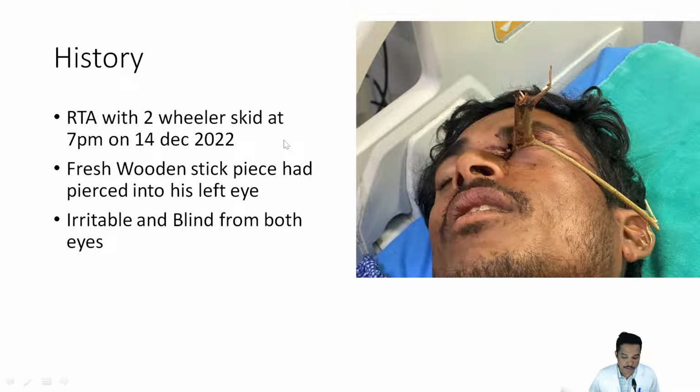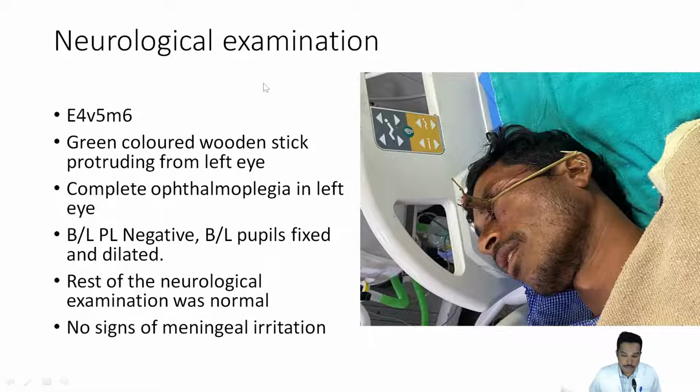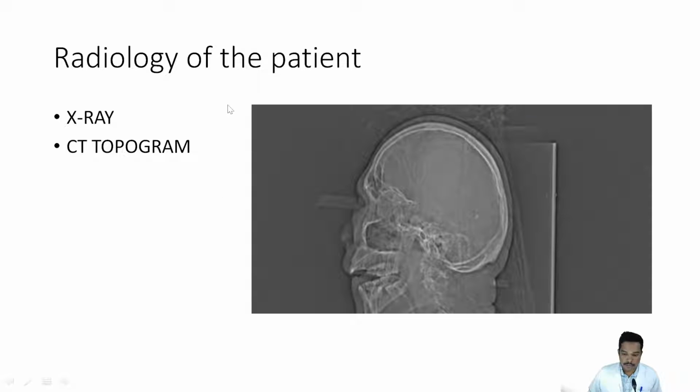On neurological examination, he was E4, V5, M6, GCS wise. A green colored wooden stick was protruding from the left eye with complete ophthalmoplegia in the left eye. Perception of light was negative in both eyes, and pupils were dilated and fixed on both sides. The rest of the neurological examination was normal and there were no signs of meningeal irritation. The radiology part will be discussed by Dr. Nikhila. Over to Dr. Nikhila.